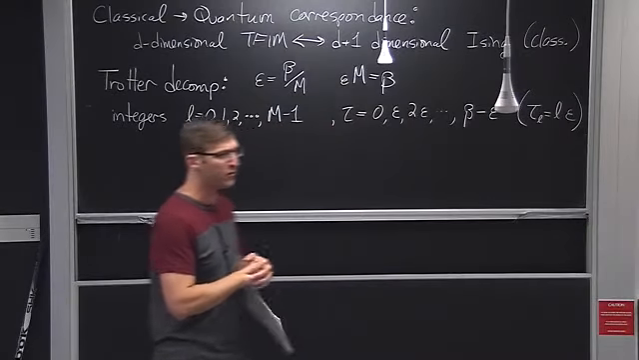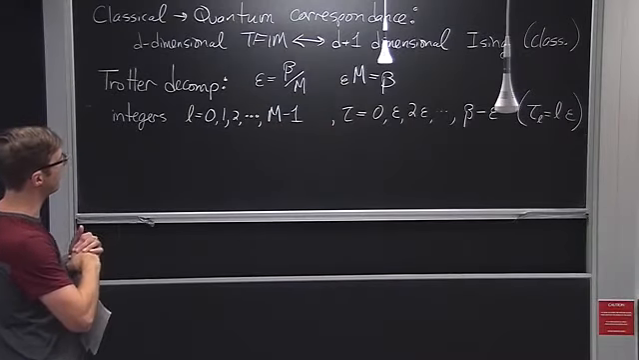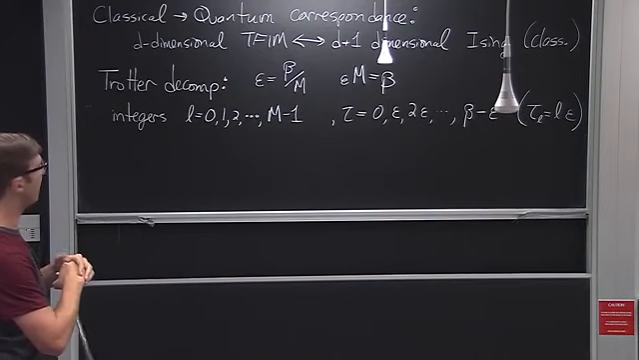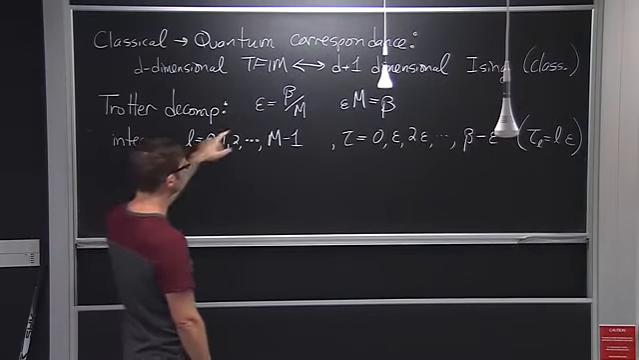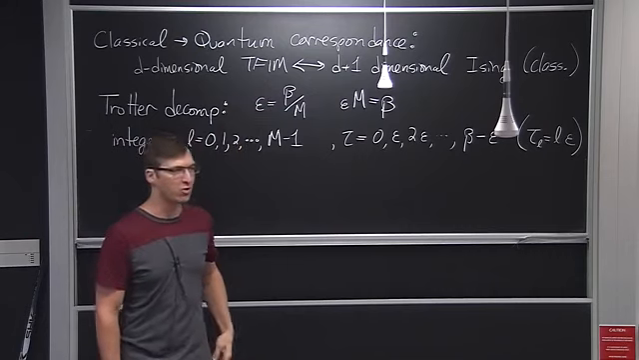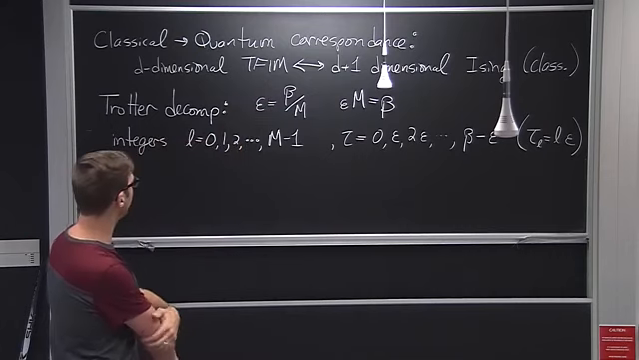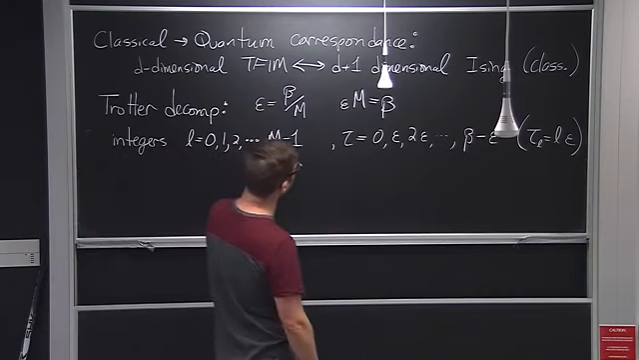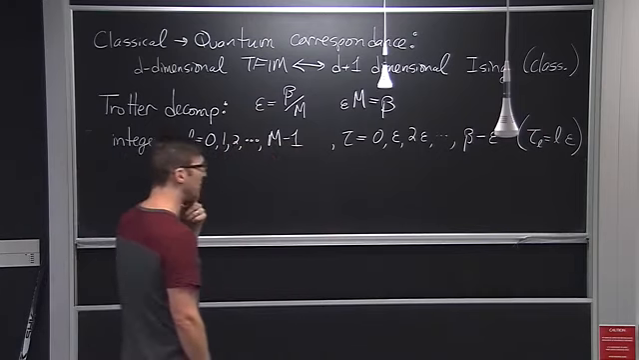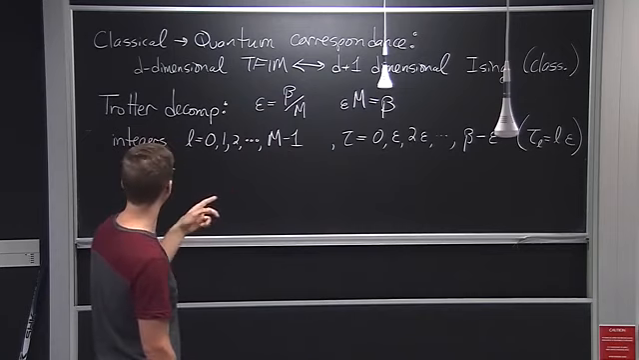Okay, let me review just real briefly what we started to do last class, which is a class called quantum correspondence for the transverse field Ising model. So we're taking a d-dimensional quantum many-body Hamiltonian, or partition function more accurately, and transforming it into a d plus one-dimensional classical Ising model. We haven't quite finished this final step yet.